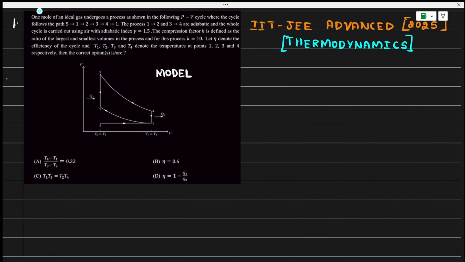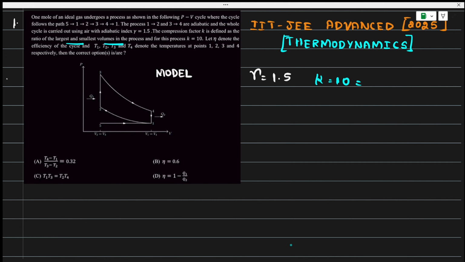They have given that the entire cycle is carried out with this air using adiabatic constant gamma given to be 1.5, and the compression factor K is defined as the ratio of largest and smallest volume in the process. So basically what they are trying to say is that K is equal to 10, and they have given that it's a ratio of largest and smallest volumes.